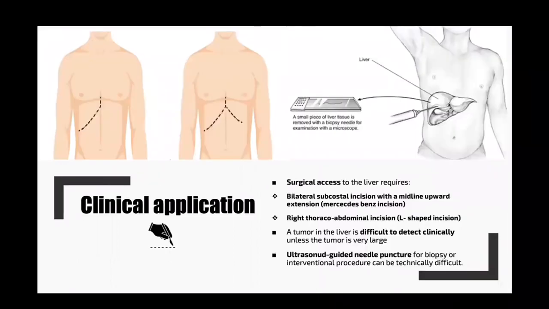And in order to have optimum surgical access, we perform generous incision, either bilateral subcostal incision with midline upward extension or right thoracoabdominal incision. Being aware of the site of pathology in the liver lobes assists the accessibility of some procedures we do, ultrasound-guided biopsy or ultrasound-guided pigtail can be used.